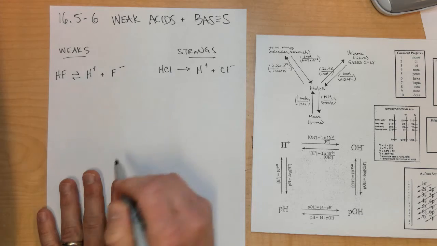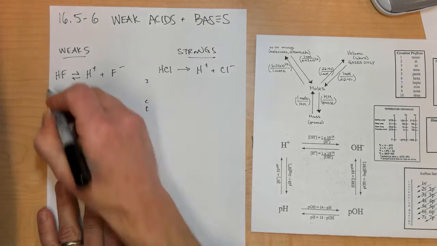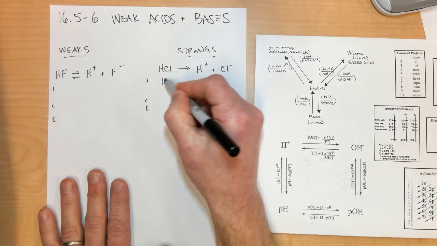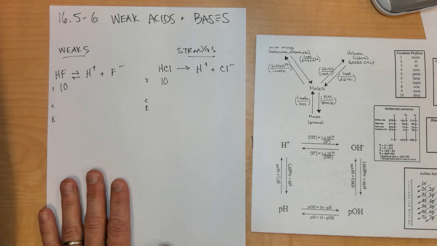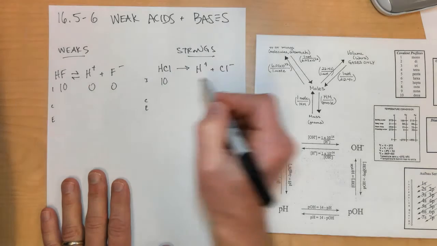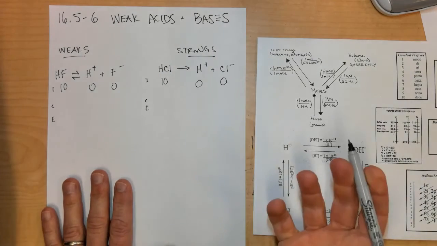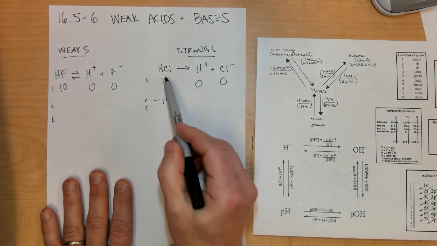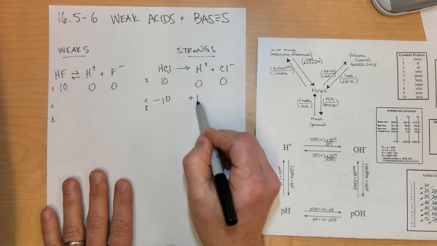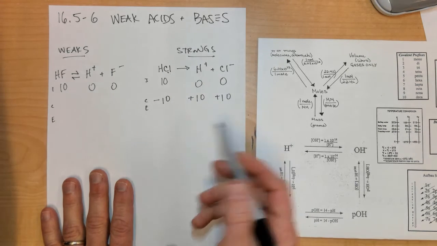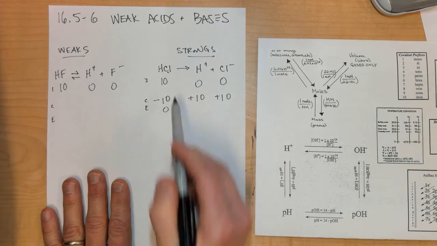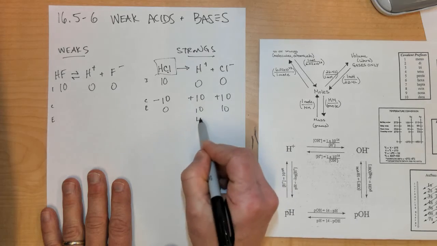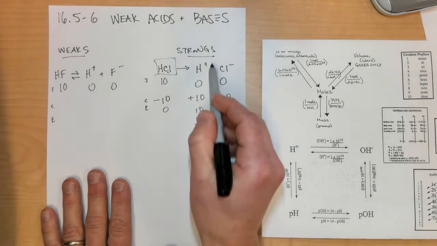and F-. Now if we wrote ICE tables for each of these, initial, change, equilibrium tables, and let's say that we had 10 moles of this one and 10 moles of this one to start with, and none, none, none, and none. For a strong acid, we would lose all of the strong acid, and we would gain the same amount on the right-hand side. And you would, in effect, end up with none of this molecular substance at the end, and you'd end up with 10 and 10, or lots of this stuff over here on the right-hand side.